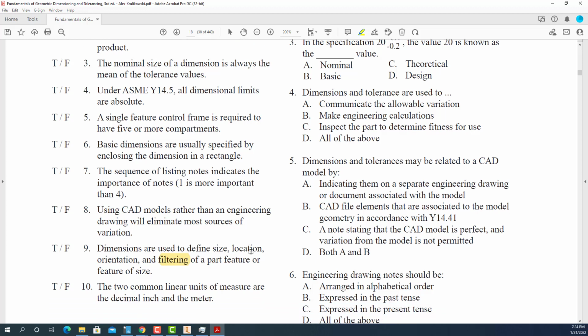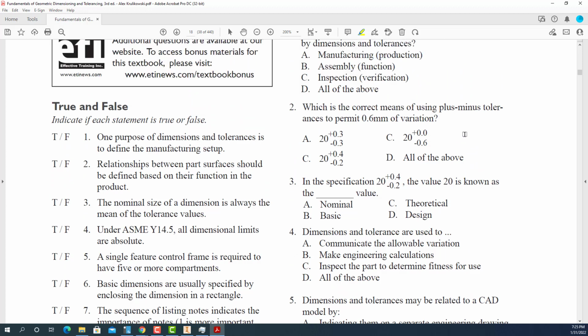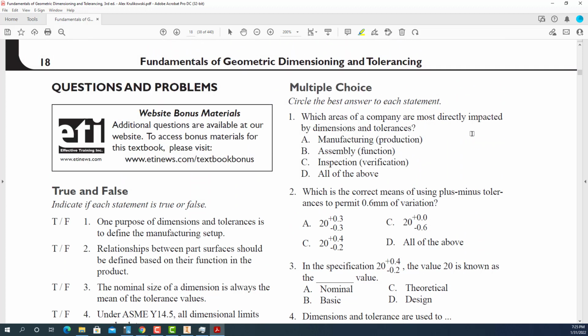Number 10, Anna. The two common linear units of measure are the decimal inch and the meter. That's false because it's given here. Very good. You've gotta be careful, tricky true false questions, right? Very good. That is false.